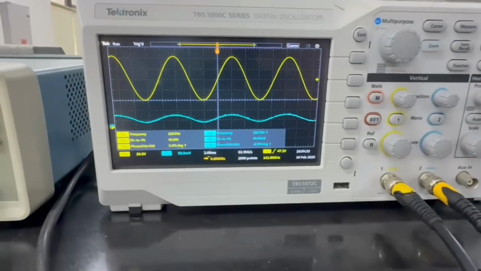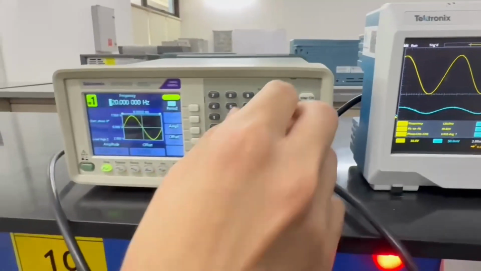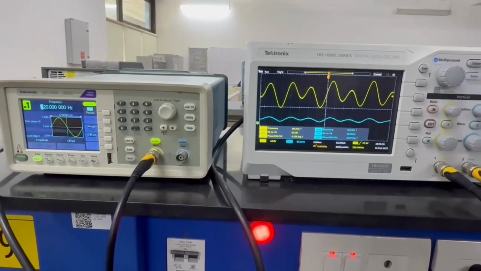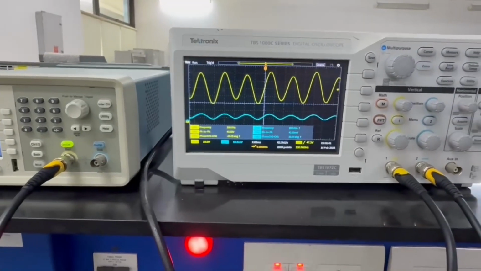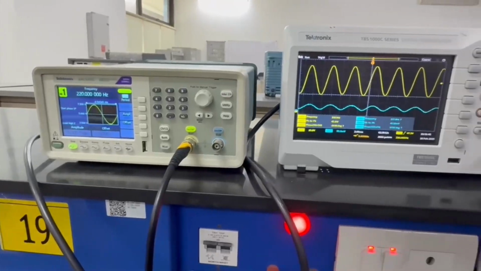So the yellow graph represents the input signal and the blue one represents the output voltage across the 10 kilo ohm resistor due to the photodiode. Now we start varying the input frequencies and record the data of magnitude and phase difference.